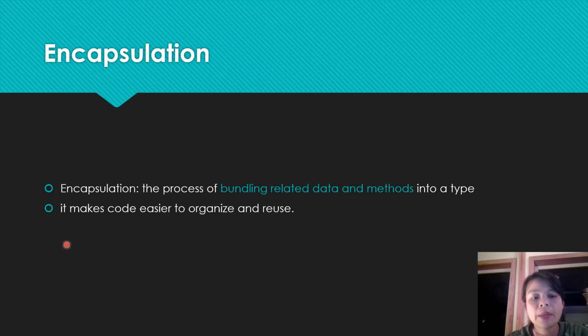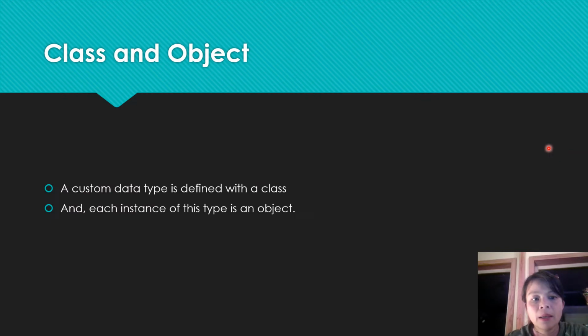So let's talk about encapsulation. Encapsulation is the process of bundling related data and methods into a type, which makes code easier to organize and reuse. A custom data type is defined with a class. That's what a class is used for: it's where a custom data type is defined. And each instance of this type is called an object.